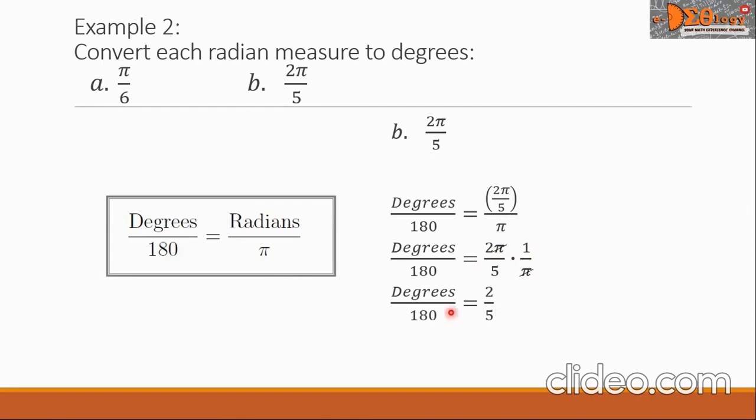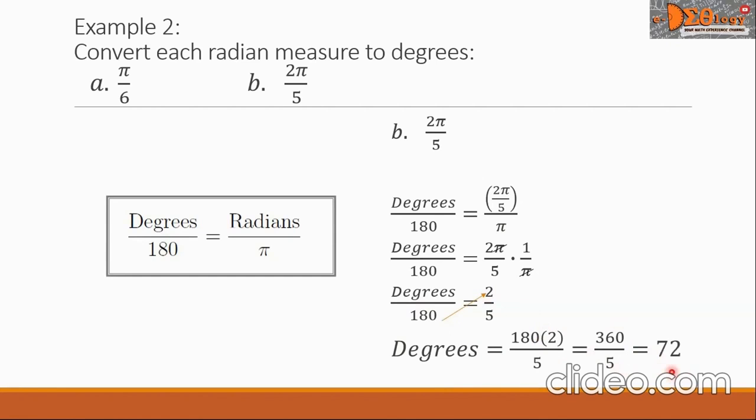To simplify further, this 180 now, we will cross multiply to the right hand side. It means it will be multiplied to the number 2. So 180 times 2 all over 5. And the degrees will be alone on the left hand side. Simplifying further, the 180 times 2 is 360. Again, the denominator 5 is there. And 360 divided by 5 equals 72.